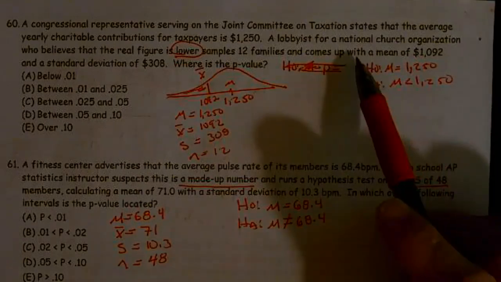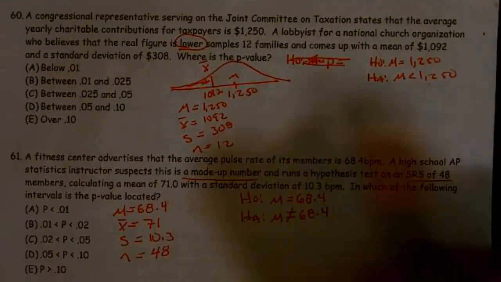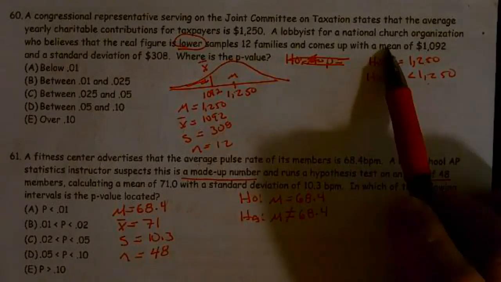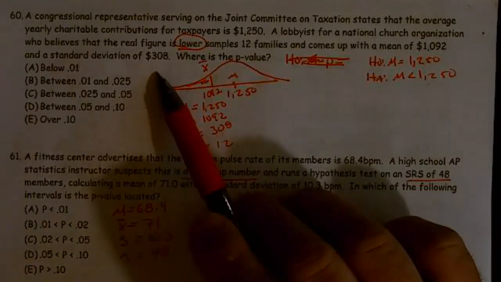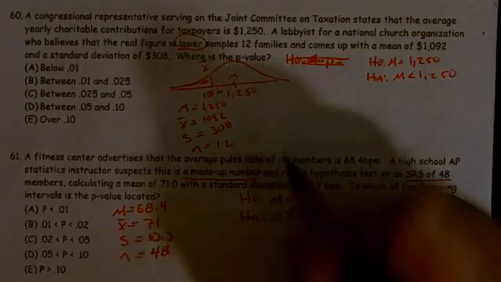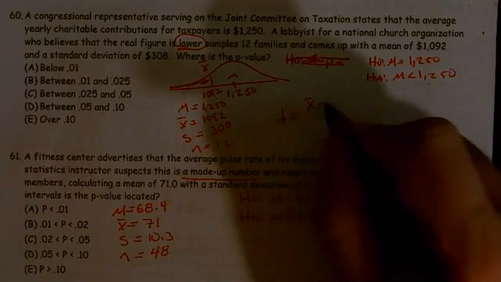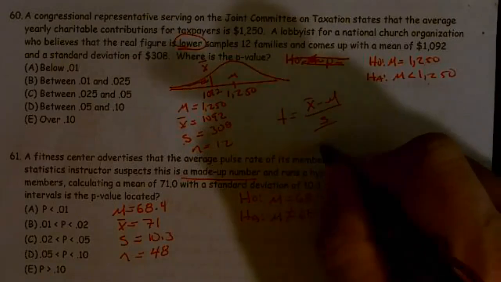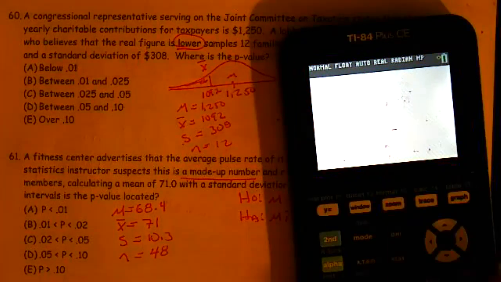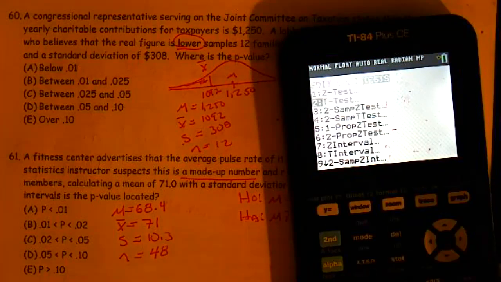A lobbyist for a national church organization believes the real figure is lower, so less than, and comes up with a mean of 1,092 and a standard deviation of 308. Where's the p-value? So this is coming from the sample. So we're working with x bar minus mu over s divided by the square root of n, except all we have to do is go to the calculator and run this. Because it's using the sample standard deviation, this makes it a t-test.